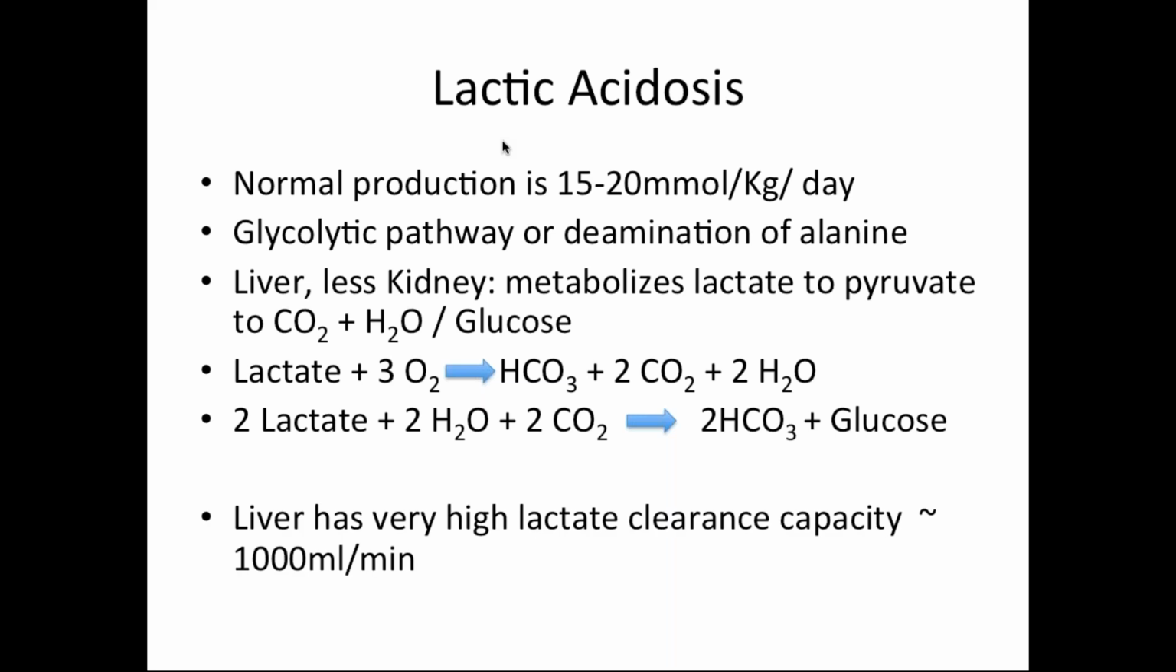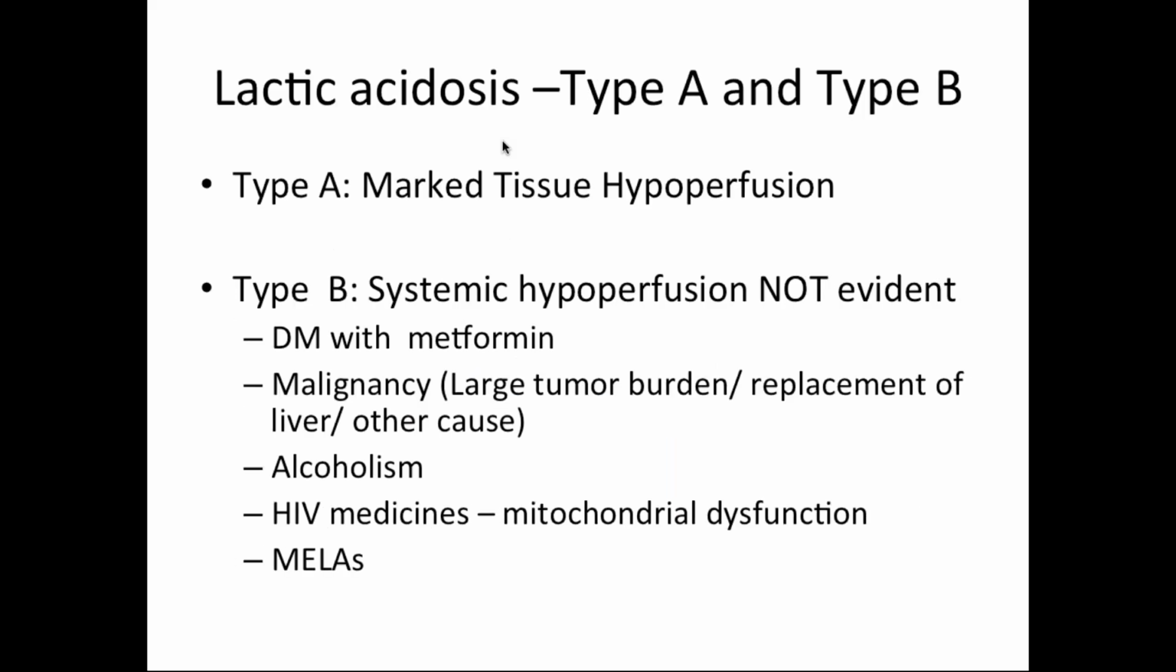The liver has a very high lactate clearance capacity, as high as 1,000 ml per minute if it is working at capacity and has good perfusion going to it. So most of the lactic acidosis are due to either a type A lactic acidosis, which is due to tissue hypoperfusion, so any kind of shock, which is the most common lactic acidosis that we see. But there is type B lactic acidosis as well, in which the systemic hypoperfusion is not evident.